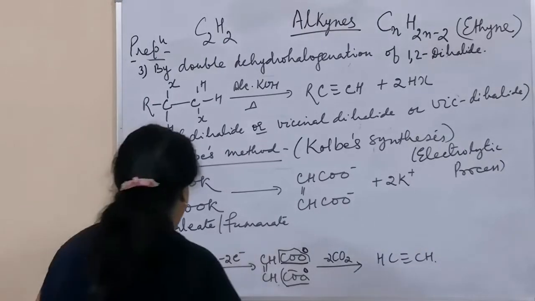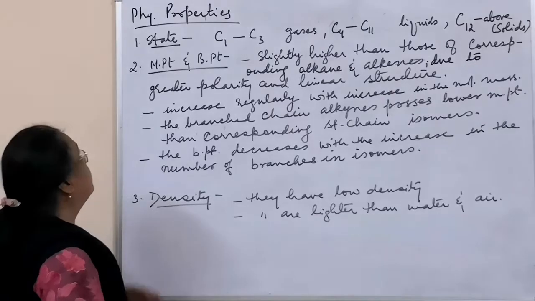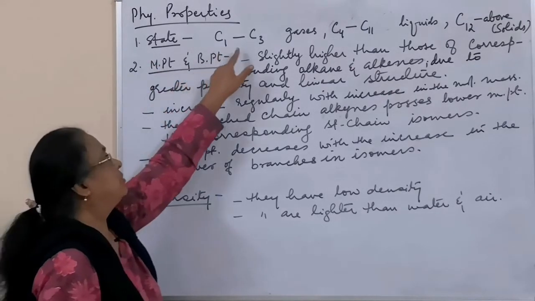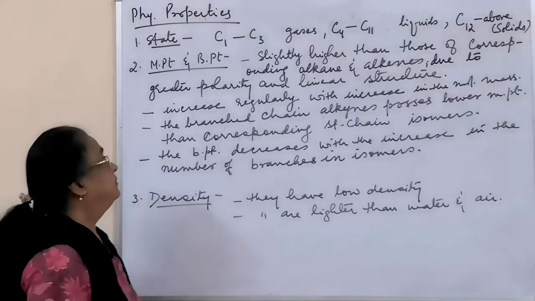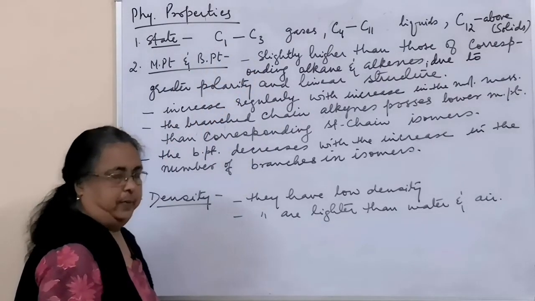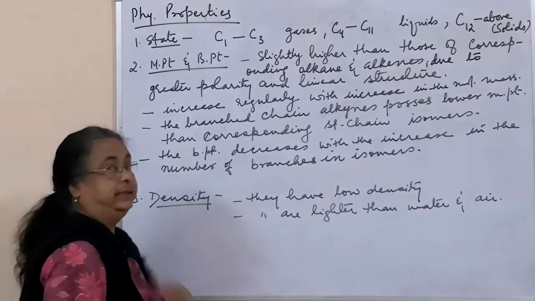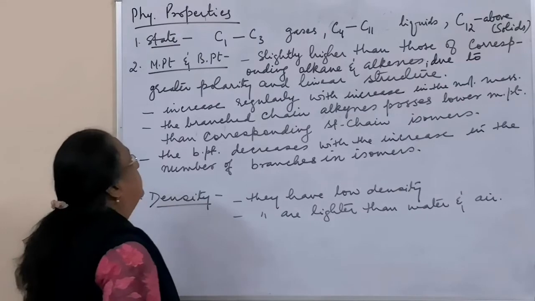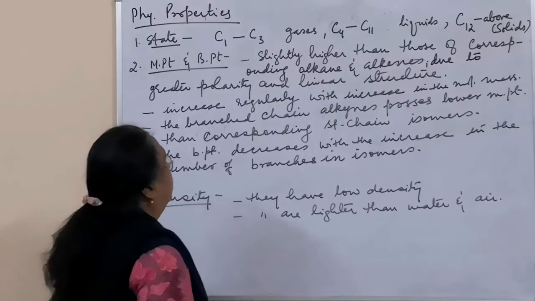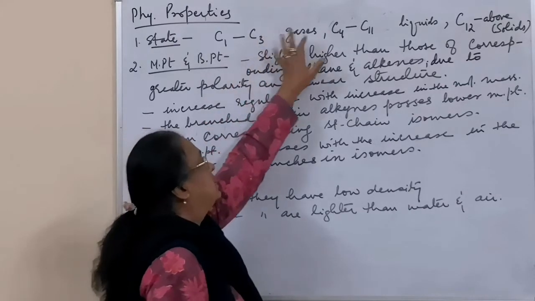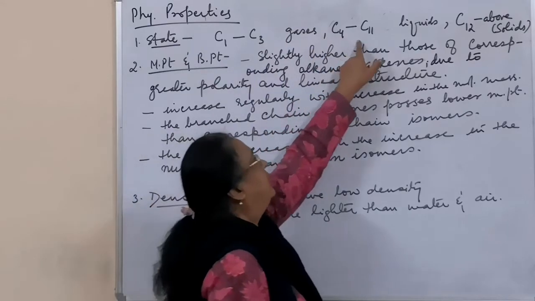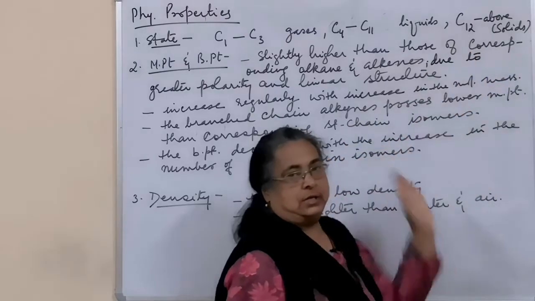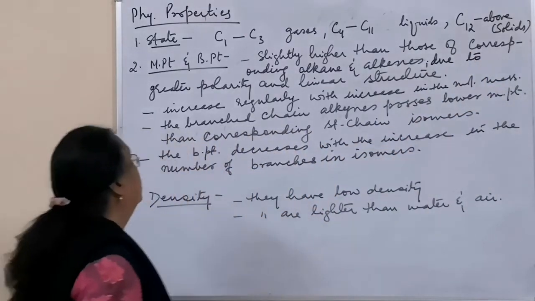Now we'll come to the physical properties. First is the physical state. Carbon 1 to carbon 3: carbon 1 is not so popular, that is methane, so you can take it from carbon 2, that is acetylene. Up to carbon 3 they are gases. Carbon 4 to carbon 11 are liquids, and carbon 12 and above exist in the solid state.